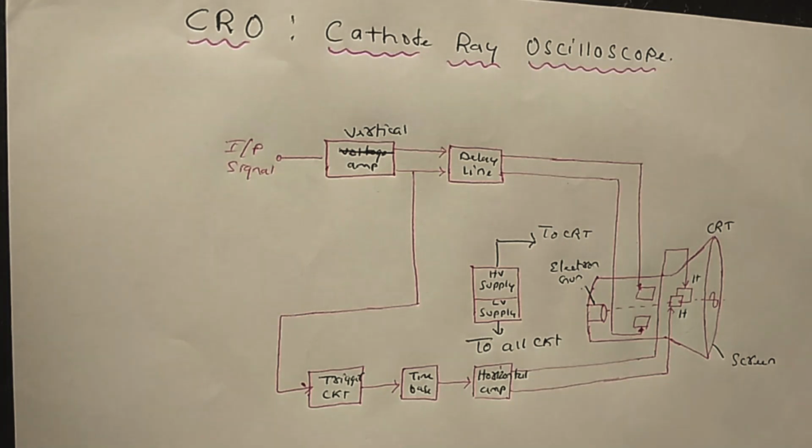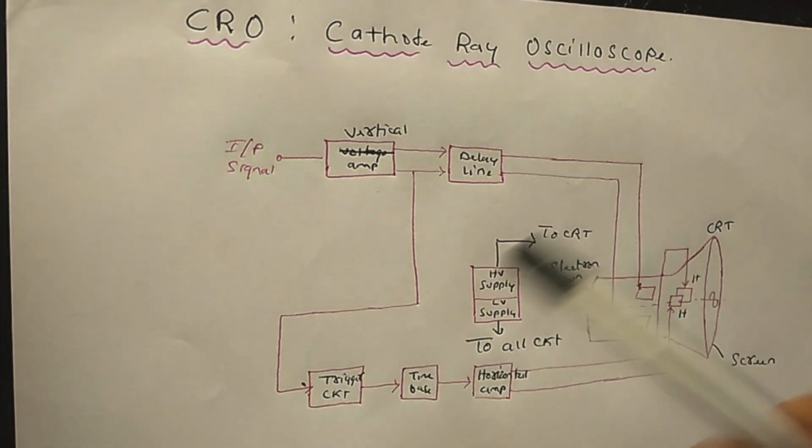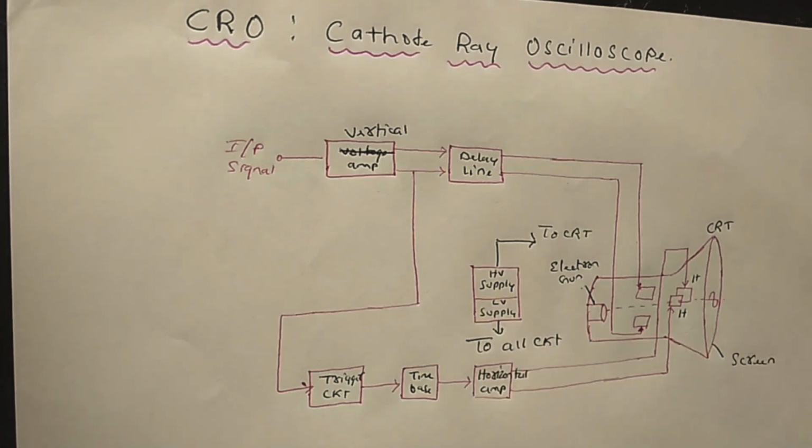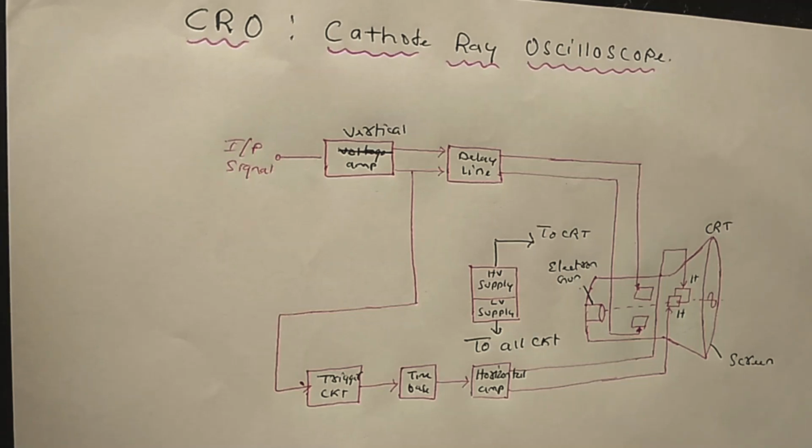So today we are going to see how a CRO, that is a cathode ray oscilloscope, works. This is the generalized block diagram of an oscilloscope, and the major blocks consist of the CRT, vertical amplifier, delay line, triggering circuit, time base, horizontal amplifier, and supply. And this is the CRT, the heart of an oscilloscope.